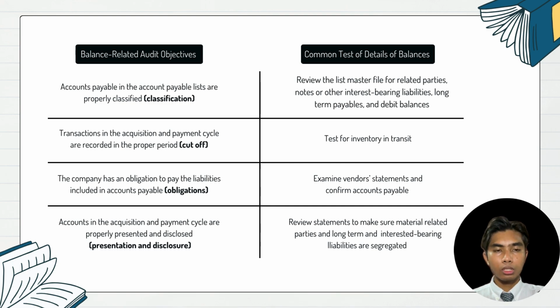Next one is obligation. Obligation is that the company has an obligation to pay liabilities, including accounts payable. To check this objective, we examine vendor statements and confirm accounts payable. Lastly, the final balance-related audit objective is presentation and disclosure.